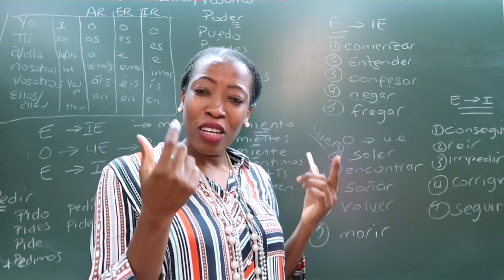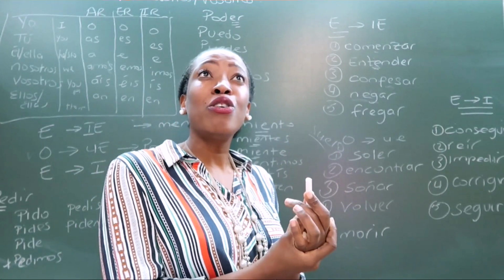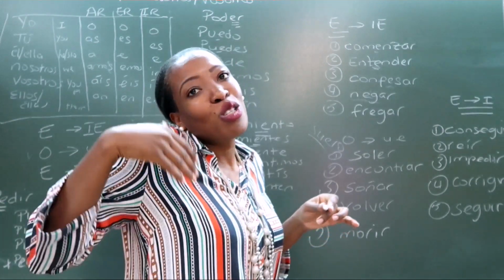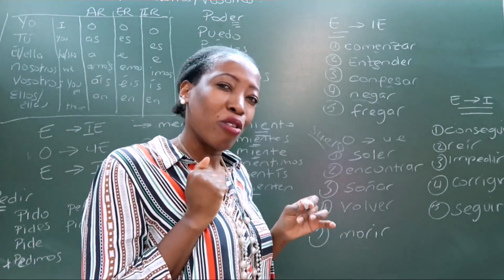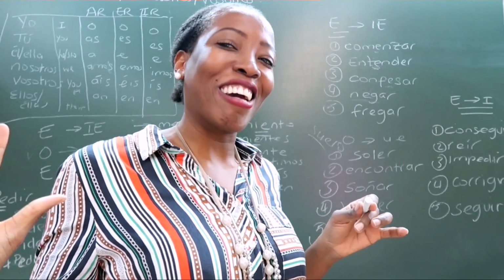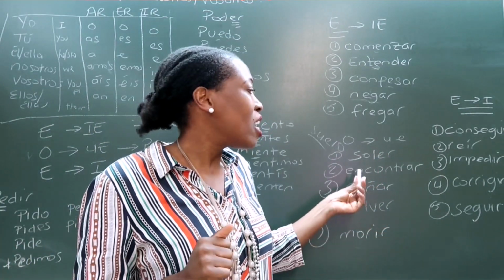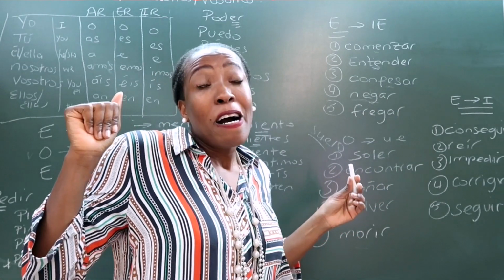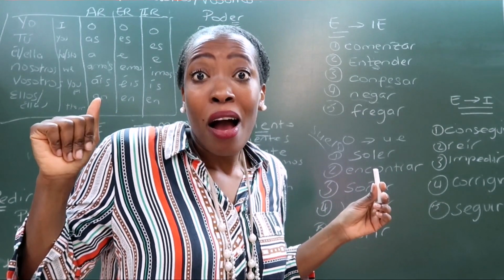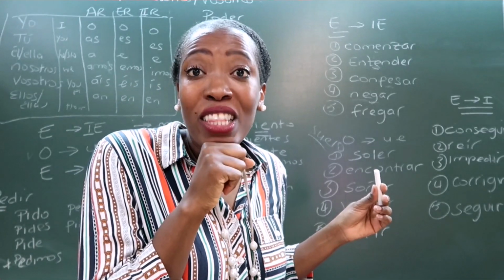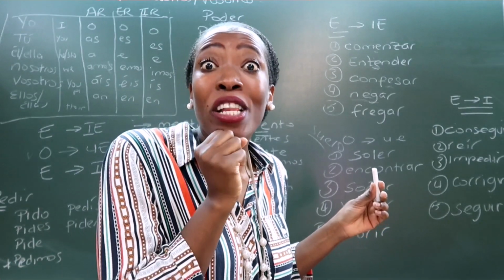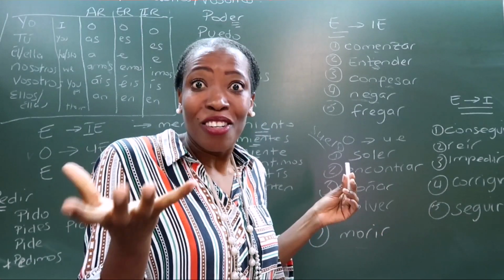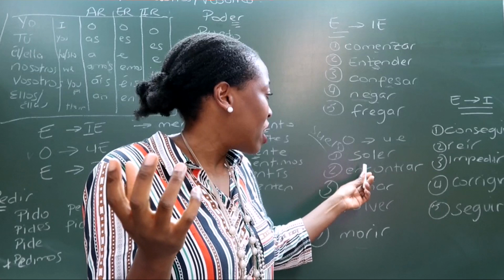Suelo is a verb that we use to express something that you do often or you normally do, okay? Or no suelo ir al mercado. I don't normally go to the market, okay? De soler. Encontrar, which is to find. Example. ¿Lo encuentras? Do you find it? Did you find it? Encuentras.